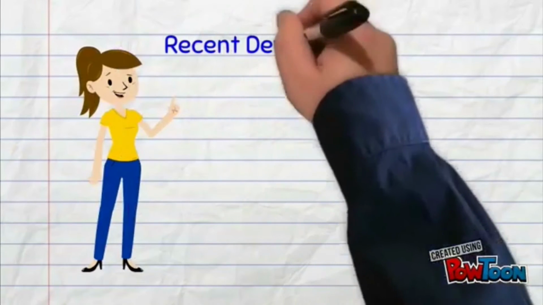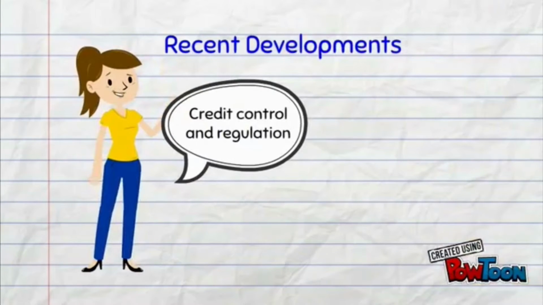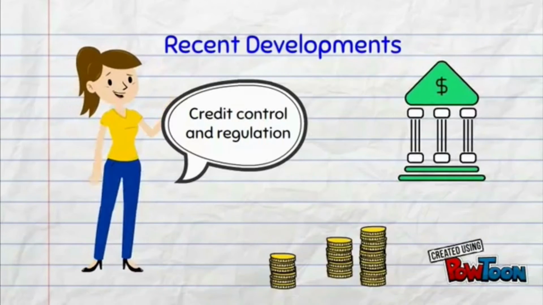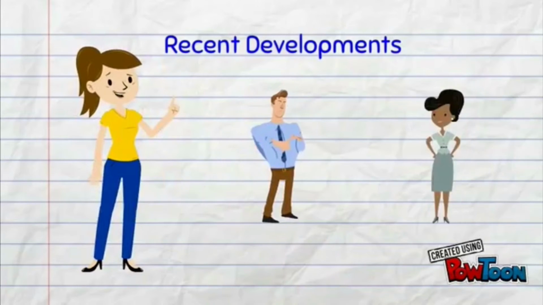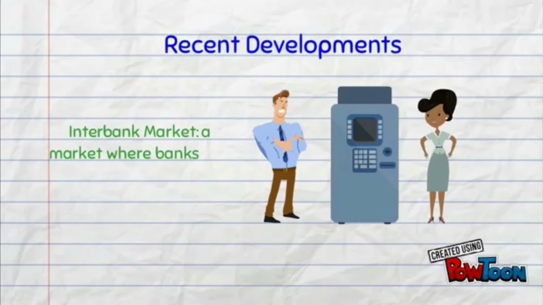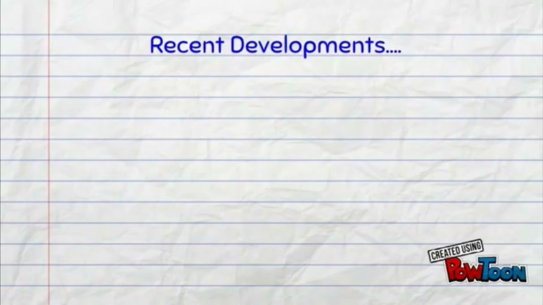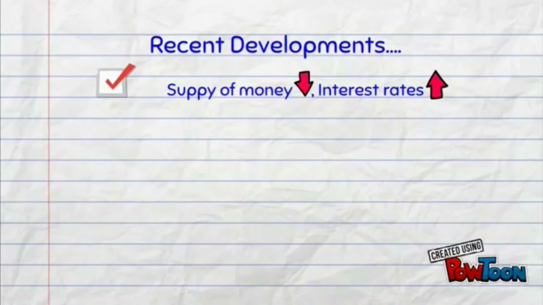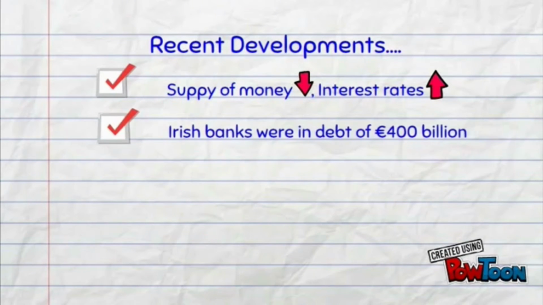Let's now revert back to the need for credit control and regulation in the banking system. In 2008 there was a world credit crunch. This meant that banks would no longer lend money to each other on the interbank market, a market only banks had access to for funding. As the supply of money fell, the interest rate for borrowing money rose. In 2007, Irish primary banks had borrowed just under €400 billion.